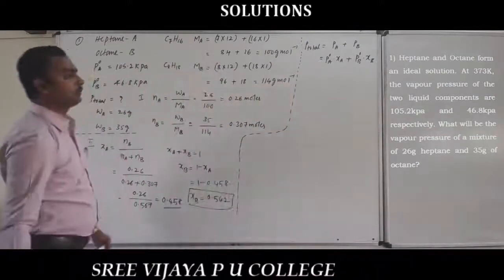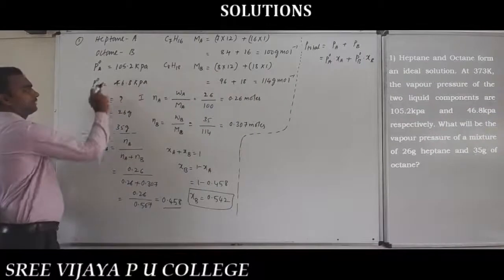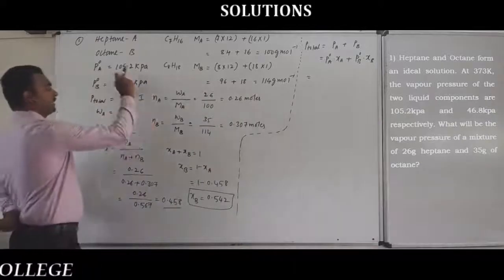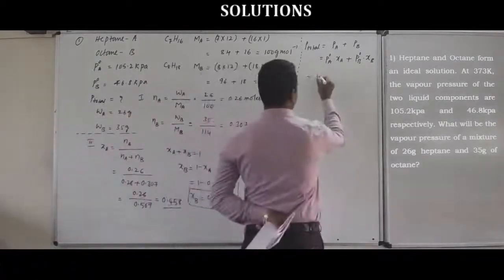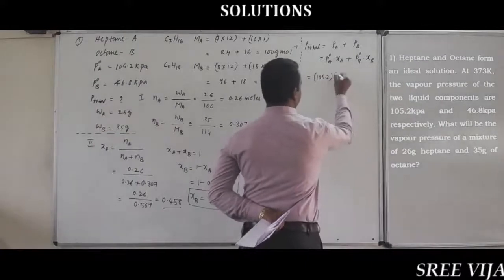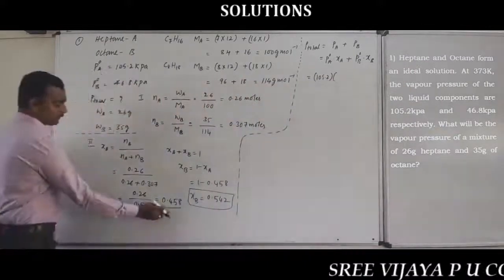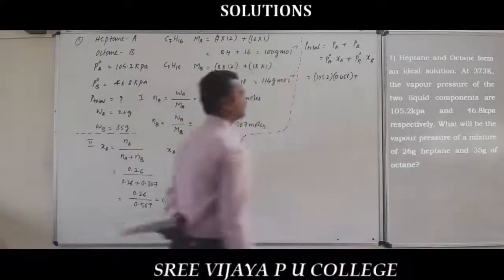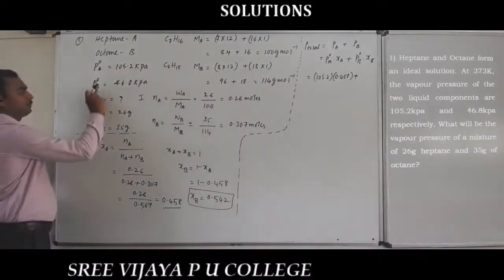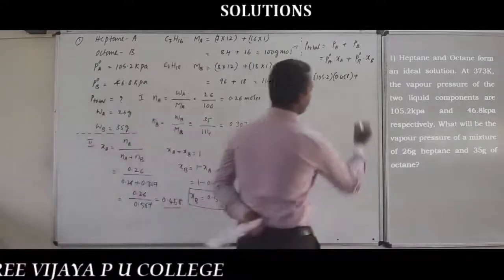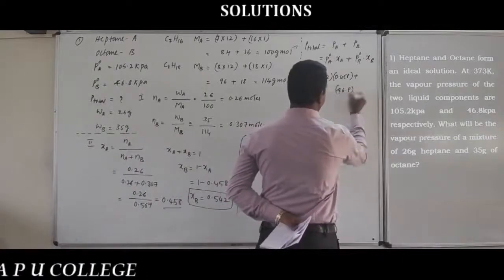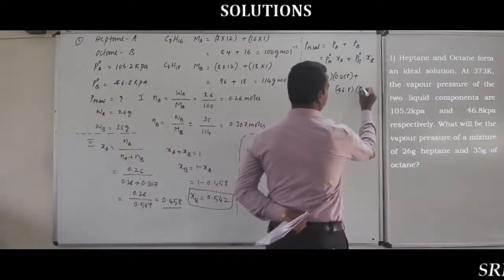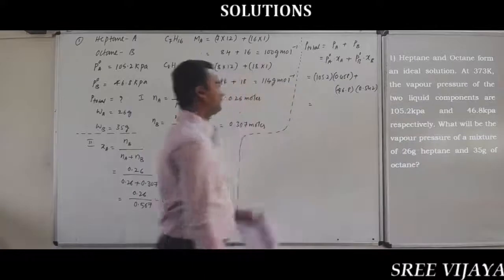So we know the partial vapor pressures of the two components A and B, heptane and octane. That is equal to, what is the value of P naught A? P naught A is 105.2 kilopascal. That is 105.2 into, what is the mole fraction of component A? Mole fraction of component A is 0.458 plus, what is the value of P naught B? That is the pure component B, the vapor pressure is 46.8. 46.8 into XB, so mole fraction of component B, that is 0.542.